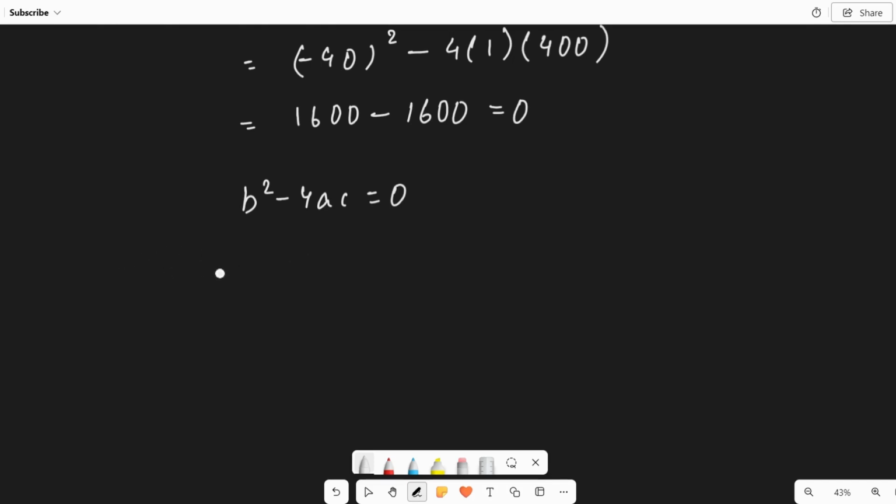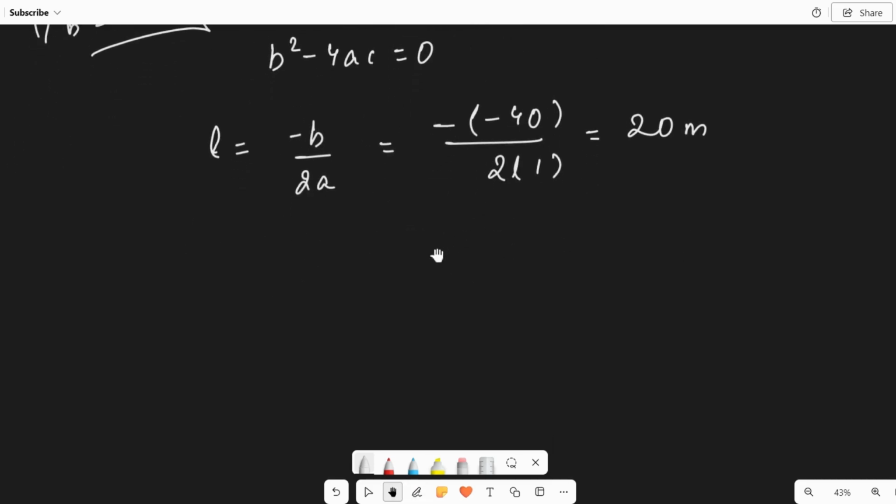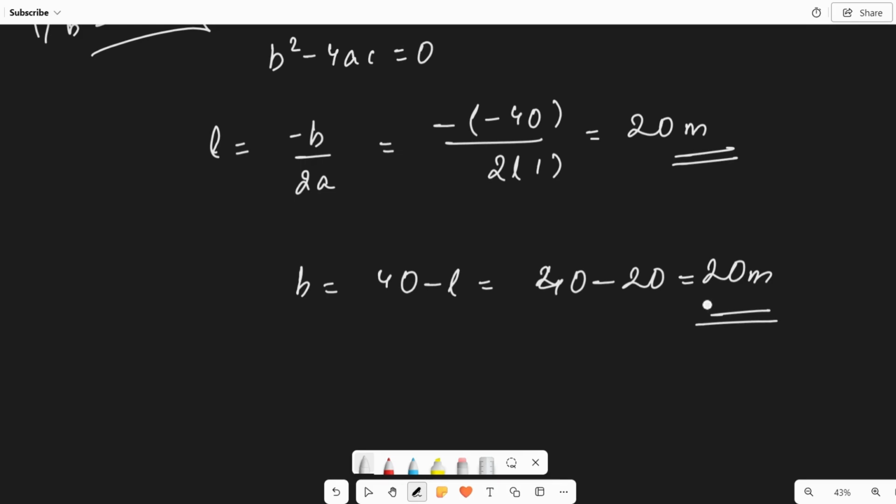So now let us take the roots of this equation, that is we get L as minus b by 2a, as the value of root of b square minus 4ac is also 0. So now length becomes minus b by 2a, that is minus of minus 40 by 2 into 1, that is 20 meters. So as we are there with length, we know that breadth is nothing but 40 minus L, that is 40 minus 20, that is 20 meters. So length is equal to 20 meters and breadth is also equal to 20 meters.